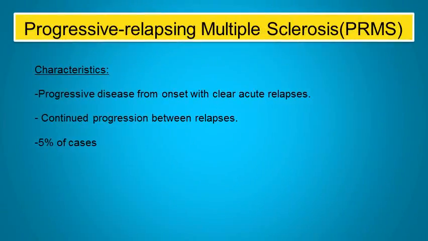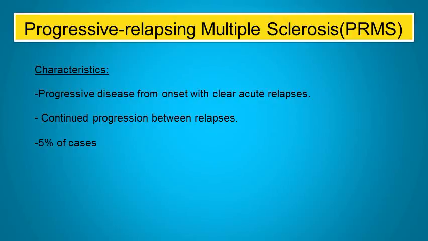And the last is progressive relapsing multiple sclerosis, or PRMS, and this one is characterized by progressive disease from onset with clear acute relapses, and continued progression between relapses as well. And this is 5% of cases.